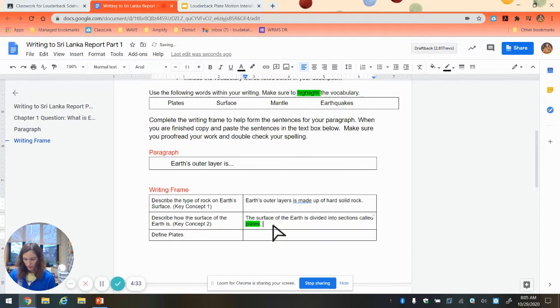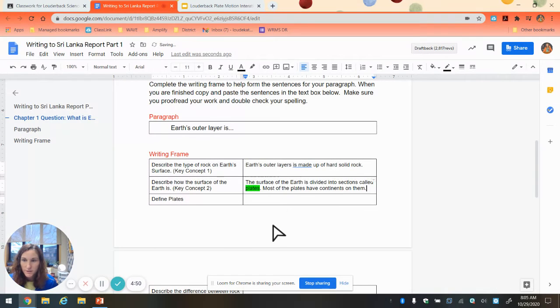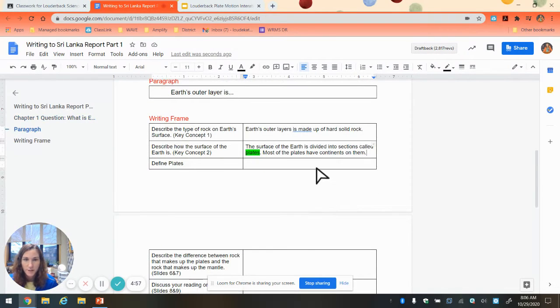I might want to also include that, looking at the map of the plate boundaries, most of the plates have continents on them. It's a nice little added description to describe to the people of Sri Lanka that, hey, the earth is divided into sections called plates, and on those plates are typically continents, all right? Now we have to define plates.